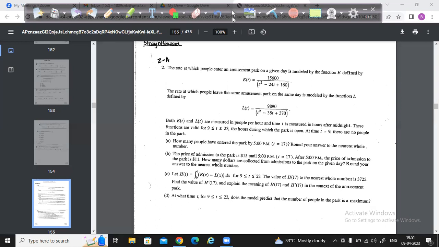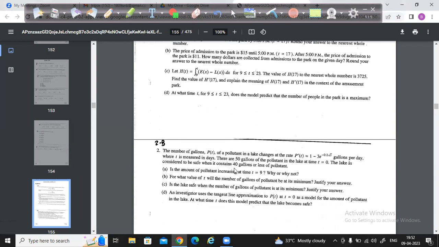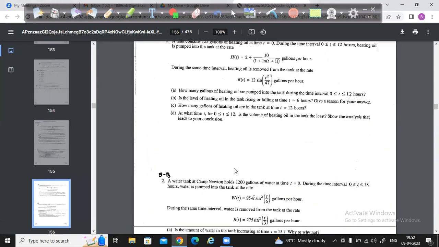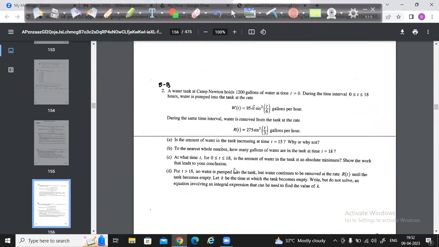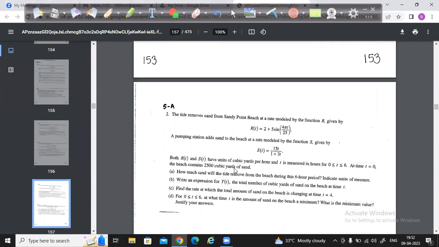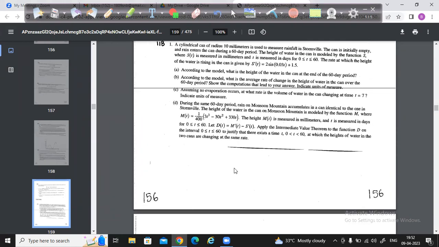Correct answer. Okay, so this is a question based on the rate. We'll do one more question. When you get a question on rate, generally it will be a calculator based question. Please do these questions. All these questions you can do based on the rate.